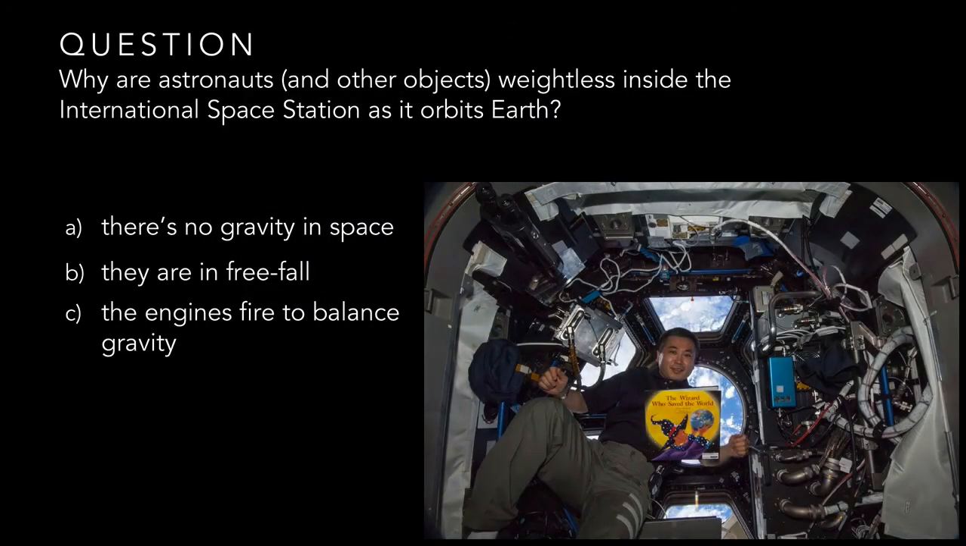Now use this question to check your understanding. Why are astronauts and other objects weightless inside the International Space Station as it orbits Earth? Is it because there's no gravity in space, because they are in free fall, or because the space station's engines fire to balance gravity? The answer is B. They are in free fall.